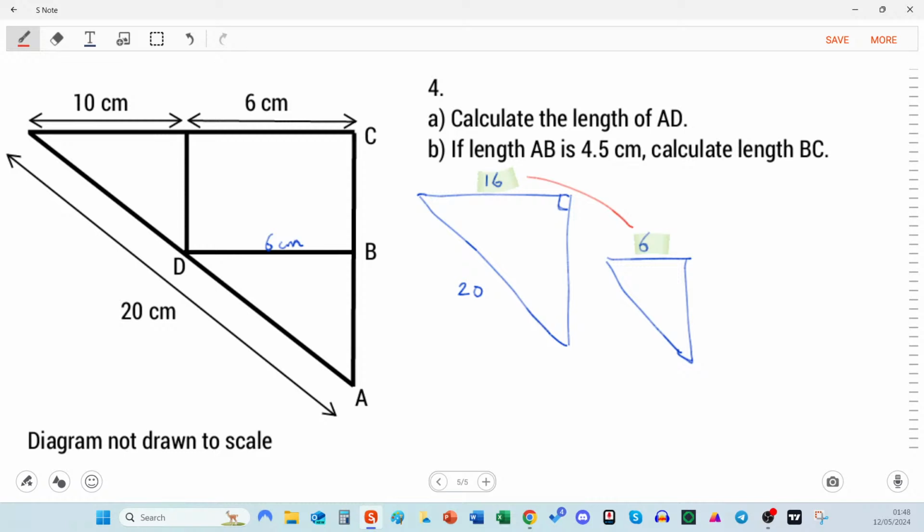Okay, so how does it get smaller? 16 divided by 6 is 8 over 3. So we divide it by 8 over 3. And dividing by a fraction is the same as multiplying by its reciprocal, so you could also multiply it by 3 over 8, and that would be the same thing. But essentially that's our scale factor.